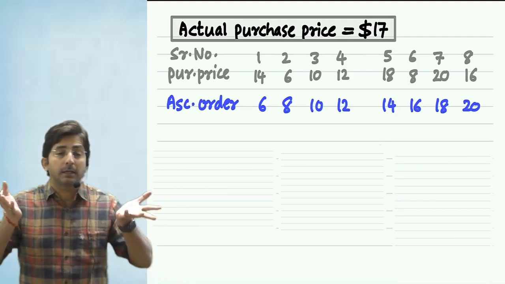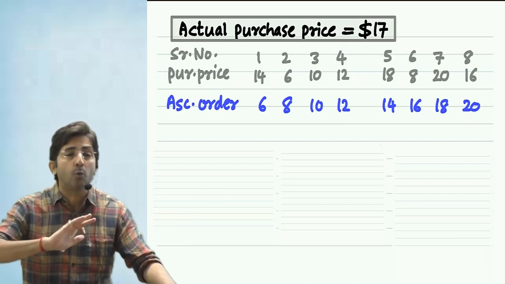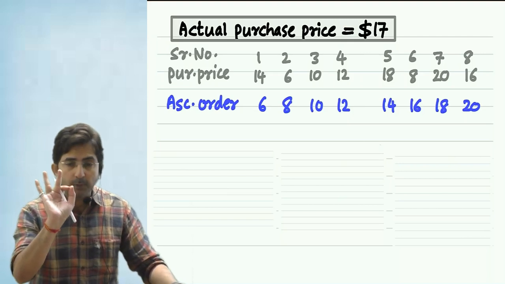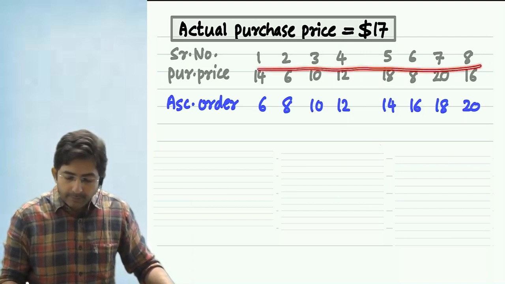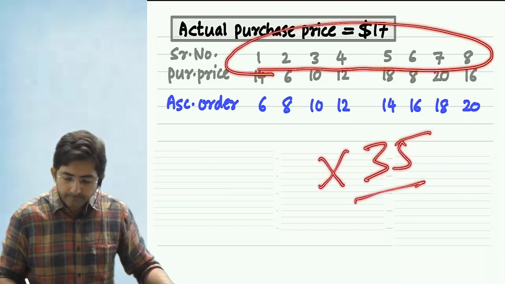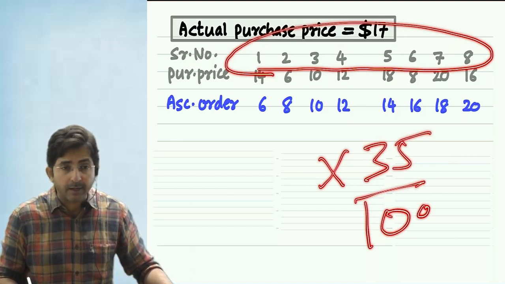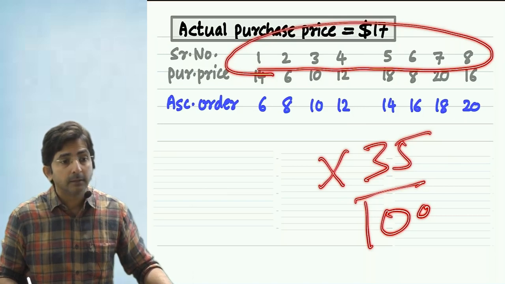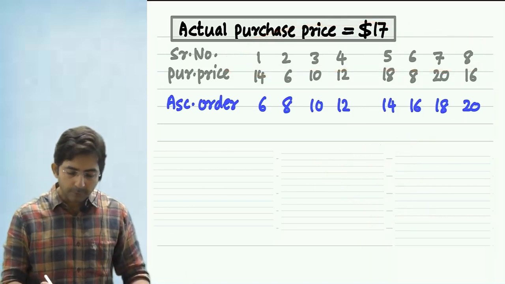What is this 35th percentile? Don't try to think all this. Just do what I am saying. 35th percentile is nothing but number of items into 35%. So tell me how many prices are there in my data? 8 prices. So 35% of 8 means, look at this.